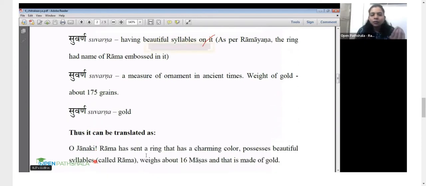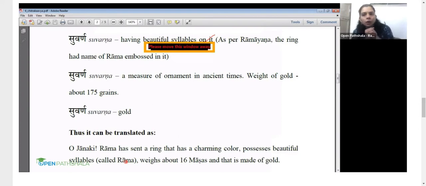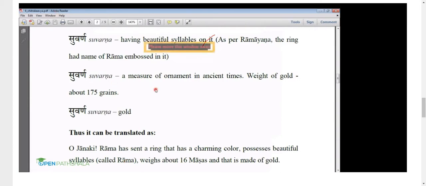If you translate this verse: O Janaki, Rama has sent a ring that has a charming color. It possesses beautiful syllables, called Rama. It weighs about 16 mashas, that is 175 grains, and it is made of gold. "Suvarnasya cha Janaki, Preshita tava Ramena, Suvarnasya cha Mudrika." Ram has sent you this kind of ring. This is what Hanuman says to Sita.